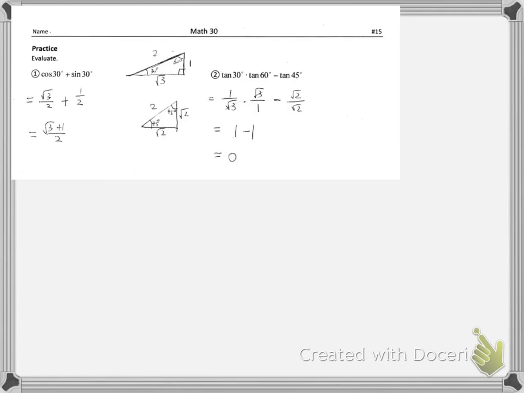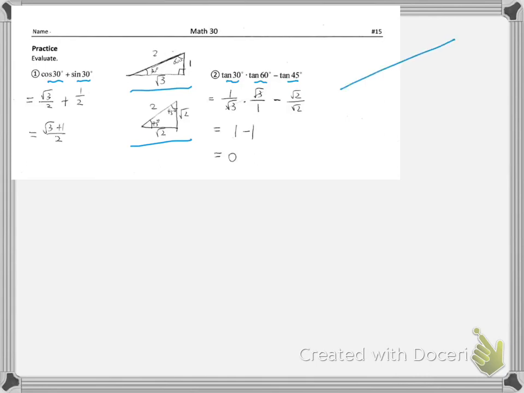Okay, so let's talk about the practice problem for the Trig homework 1. In the beginning, we need special angle right triangles. Here we have 30, 60, and 45. That's why we need these two special triangles. So let me draw them again.